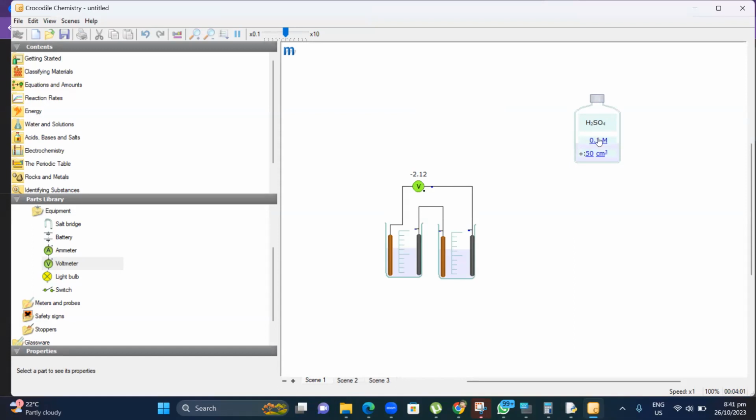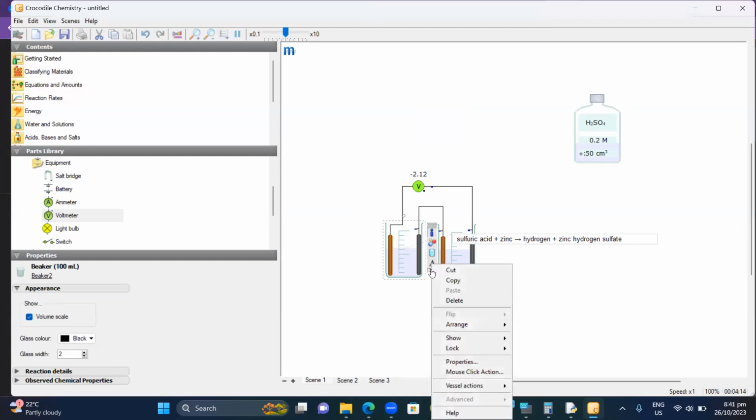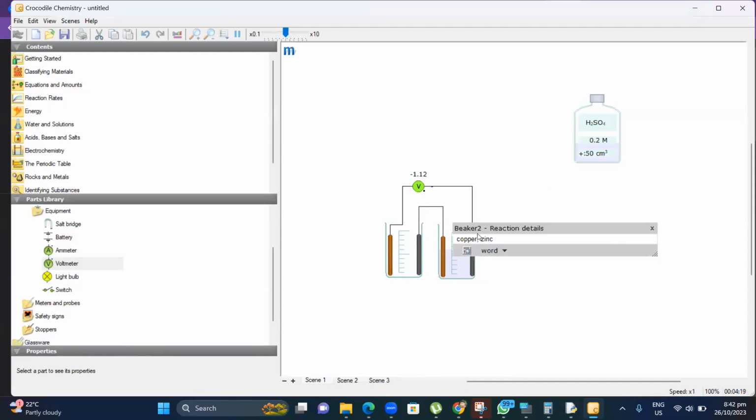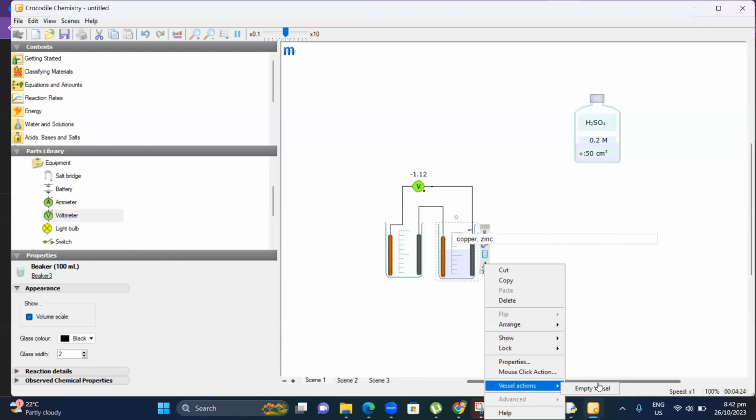Let's increase the concentration, but concentration you cannot increase because you are buying this from shops. You will not be able to increase. So let's increase this and put this. I have to make the vessel empty, I guess. Yes, I have to make the vessel empty. Vessel actions, empty vessel. Okay, here vessel actions, same thing. Just click on the vessel. Okay, vessel here. Okay, vessel actions, empty the vessel.